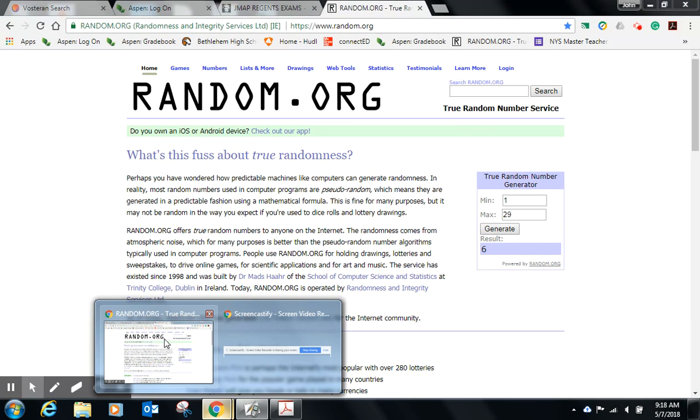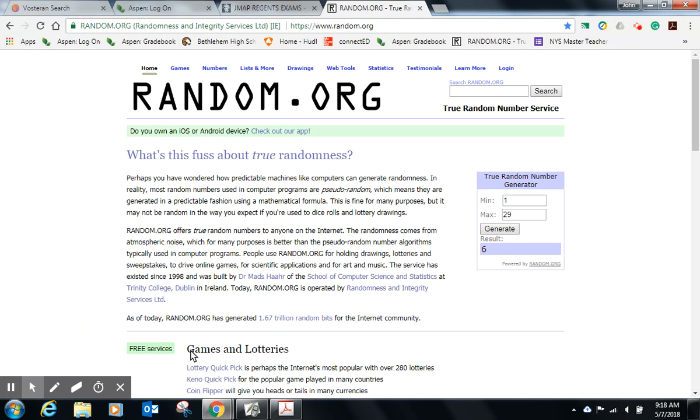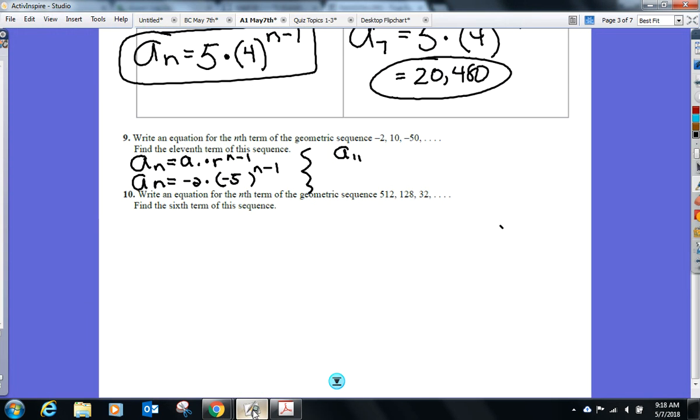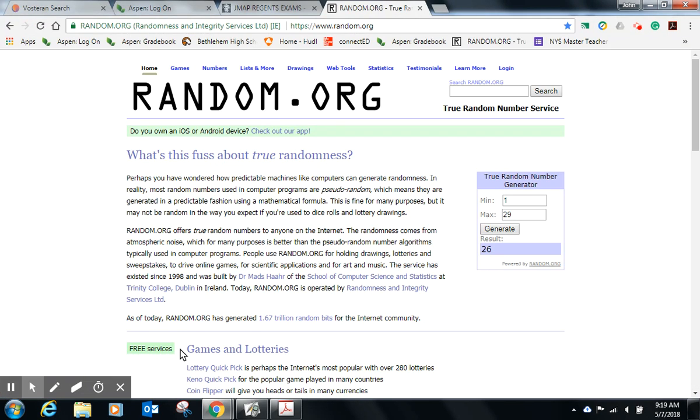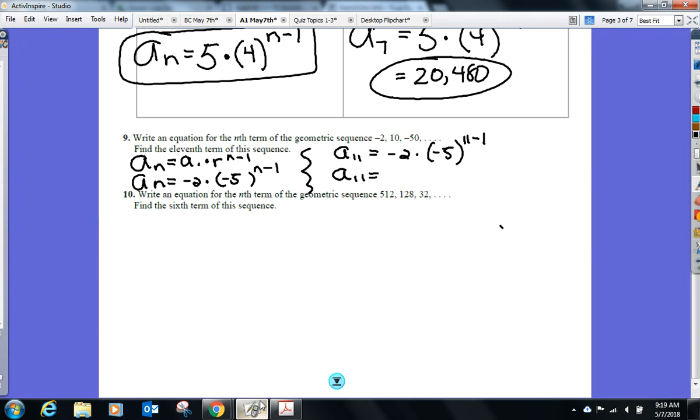So where is 11 getting plugged in for? n, there we go. So negative 2 times negative 5 to the 11 minus 1. Keep the parentheses around your negative 5 in your calculator. That's why I have you put them there. And you do get a pretty large number because we are multiplying by negative 5 every time.